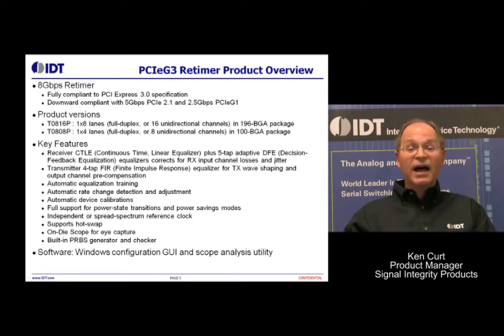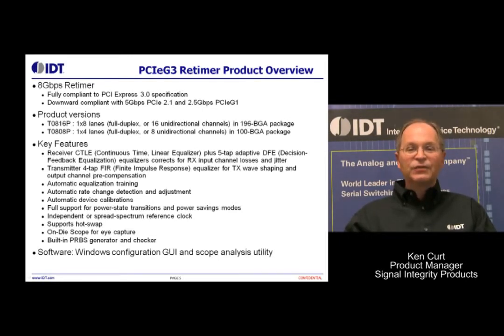Very important at the high 8 gigabit per second performance is automatic calibration. So our retimers automatically calibrate for output skews. They'll calibrate termination impedances and other functions within this device to make the signals and the timing as close to ideal as possible. Of course, at 8 gigabits per second, all these margins become very important.